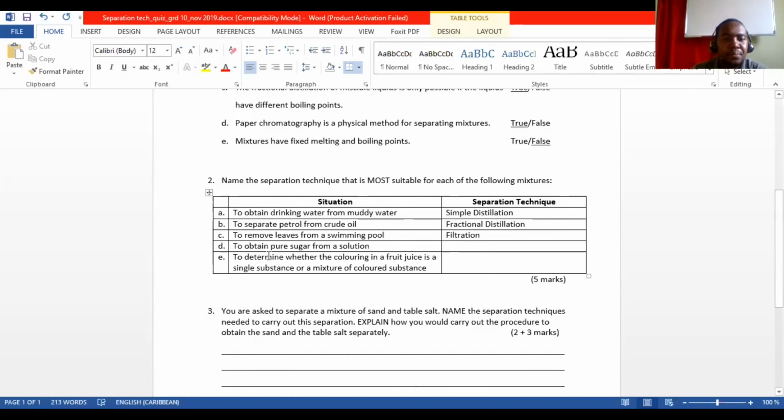Next, to obtain pure sugar from a solution: evaporation and crystallization. We can just use crystallization, because it will actually state that evaporation is needed as well. And finally, to determine whether the color in a fruit juice is a single substance or a mixture of colored substances, that one is paper chromatography.